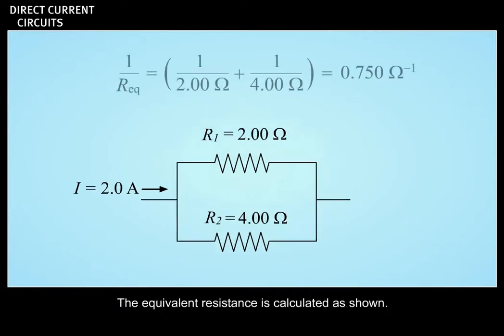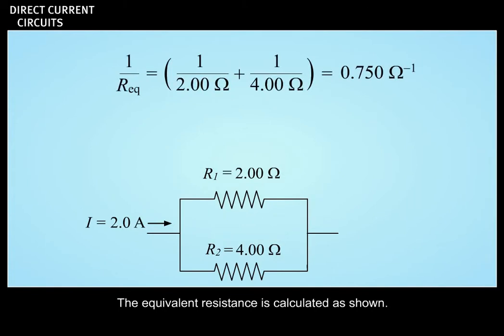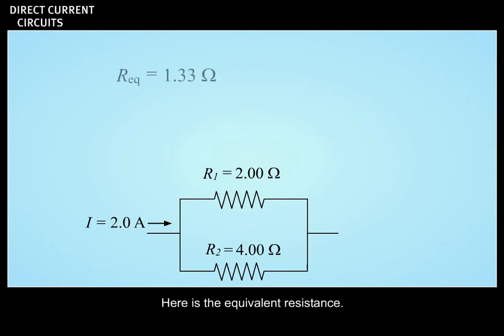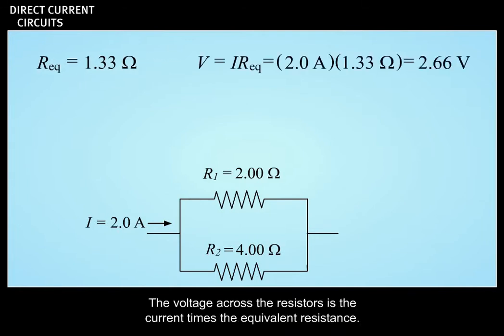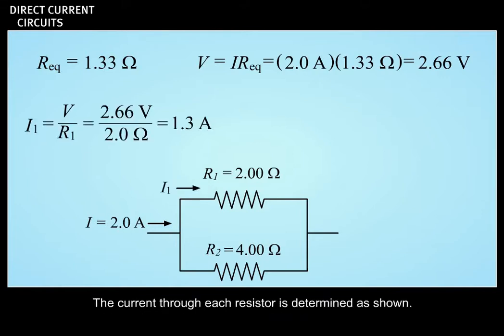The equivalent resistance is calculated as shown. Here is the equivalent resistance. The voltage across the resistors is the current times the equivalent resistance. The current through each resistor is determined as shown.